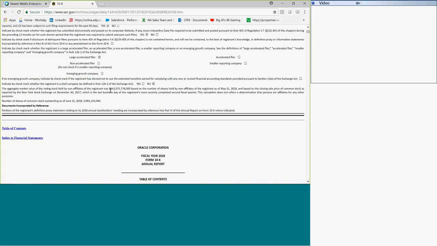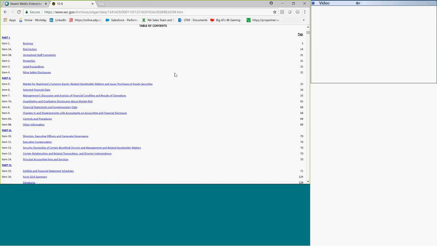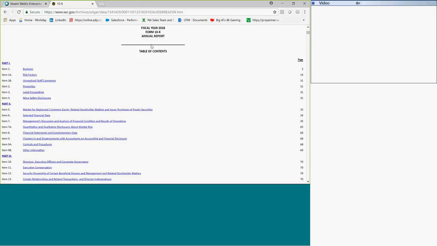And we also know the number of shares that the company has. As of the date they filed this, you know how much the company was worth, which was $143 million, and we know how many shares of common stock they have. So they have about 4 billion shares of common stock. Well, that's interesting. And now you're down here, and this is where the real action starts. So you see the table of contents.